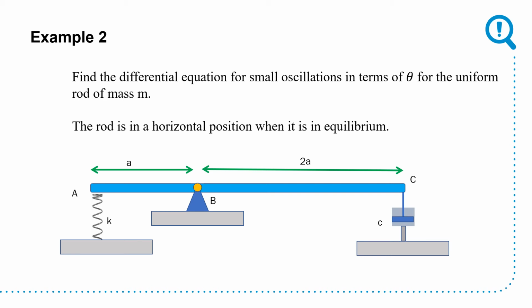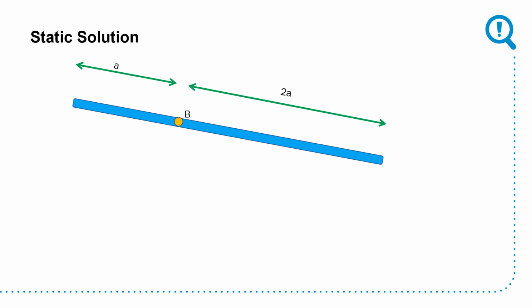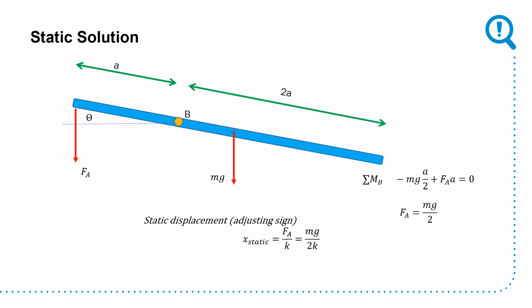Shouldn't be a surprise. I expect I'll be using a moment, and I will be making use of my 1/12 ml squared rule. So if I just do a static solution and let it slide and see what happens, I have the spring force, which will be acting to pull it back down, and I have the weight force, which will be acting to pull it down. Now, they're on opposite sides of the pin, and because of this, they end up with force at A being mg over 2. Okay, so we got that. Static displacement, adjusting for sign, is just Fa over k or mg over 2k.